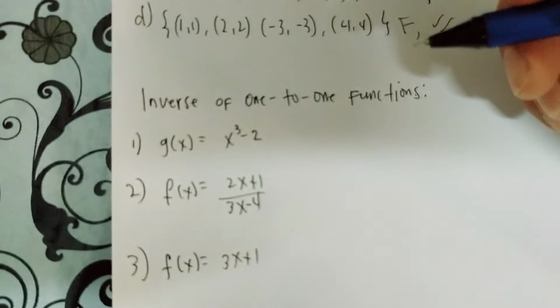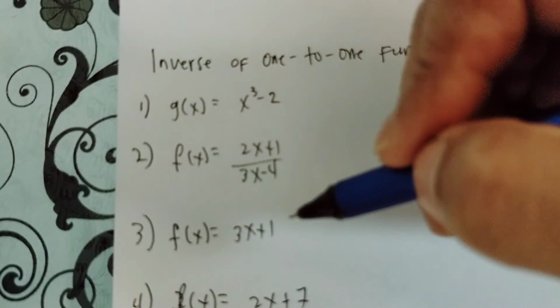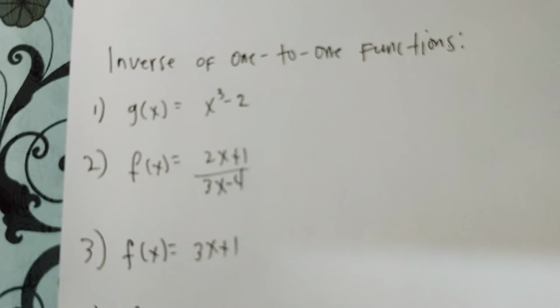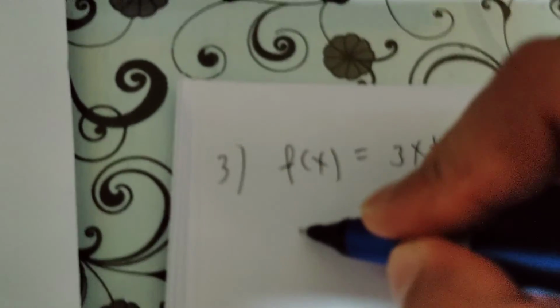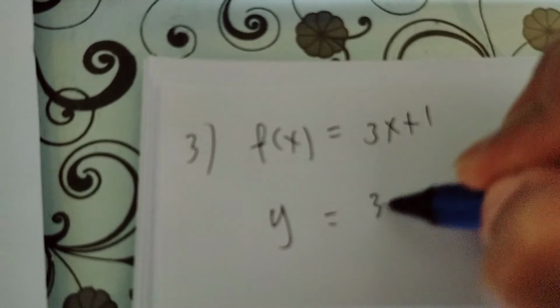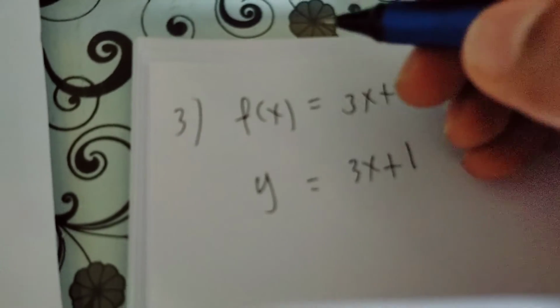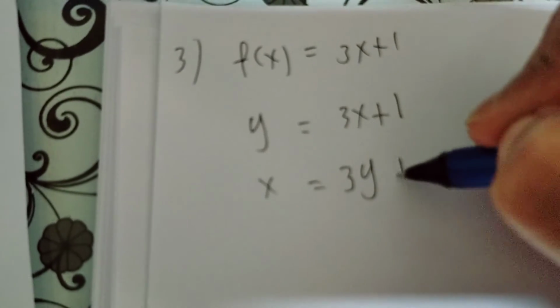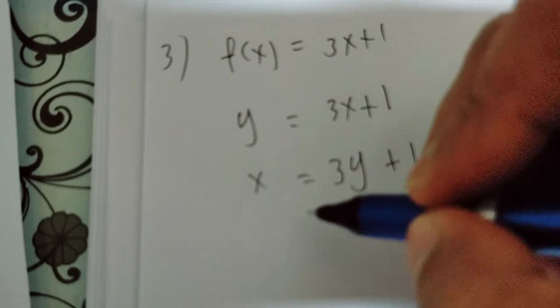Okay, number 3. So, please listen carefully so that you can answer the question involving inverse of a one-to-one function. So, number 3, let us copy f of x. Ito, mas madali ito. Number 3, f of x equals 3x plus 1. Okay, ito. So, let us make this y equals 3x plus 1. Then, interchange x and y. Y will become x and x will become y. So, 3y plus 1. Then, solve for y in terms of x.